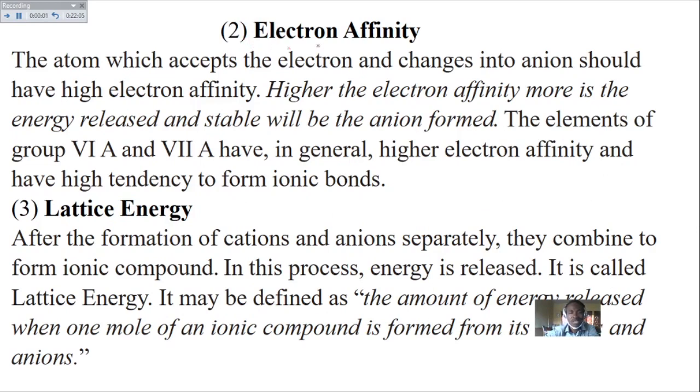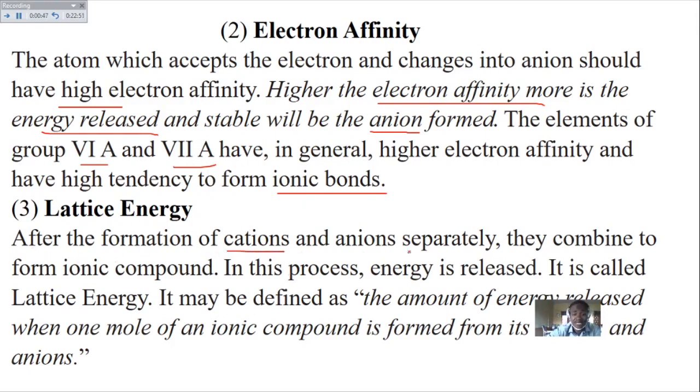Good. Then we're talking about electron affinity. We told you that the electron affinity must be very high for it to draw electrons to itself. Therefore, the higher the electron affinity, the more energy is released, and the more stable will be the anion formed. The elements of group 6 and 7 have, in general, higher electron affinity and a high tendency to form ionic compounds. And the last one is the lattice energy, talking about electrostatic force.